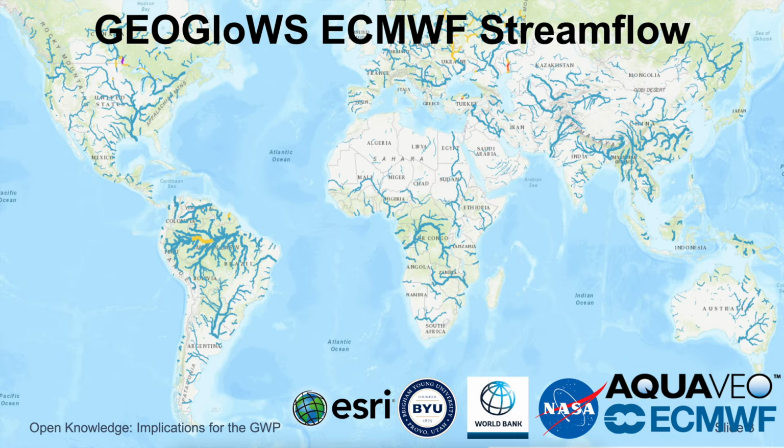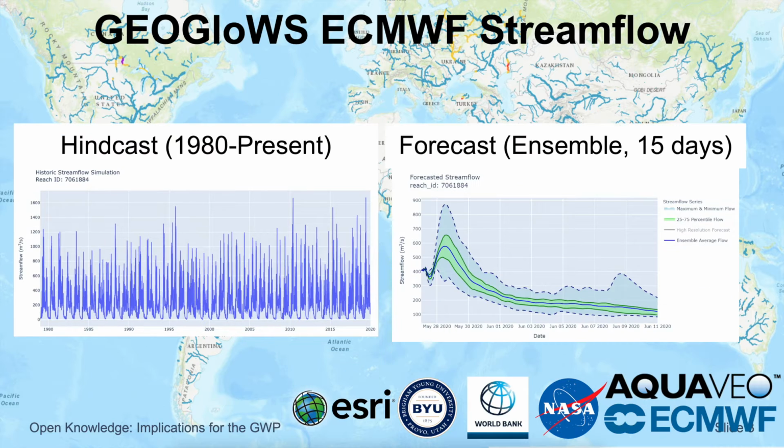A quick introduction to the GEOGloWS ECMWF Streamflow model: it is a global hydrologic model. We have about 1 million stream reach reporting points across the globe. We provide principally two data products. There is a hindcast and a forecast. The hindcast goes from 1980 to near real time, and the forecast is an ensemble forecast which spans 15 days, and that is generated every day at midnight. We derive lots of derivative products from these, and they've been used in a variety of applications, and this is really a result of many organizations listed on the bottom right of this slide.